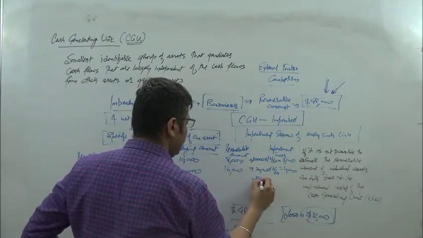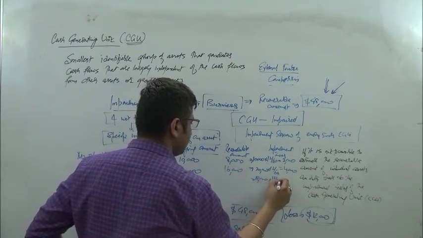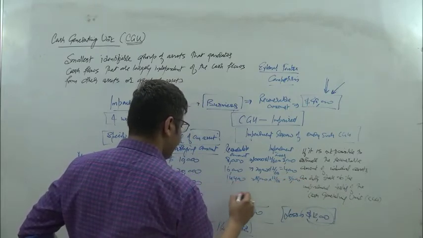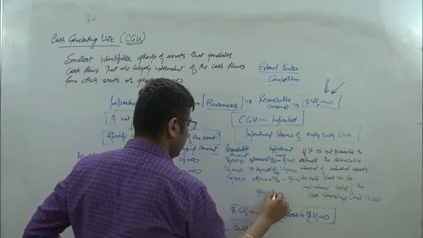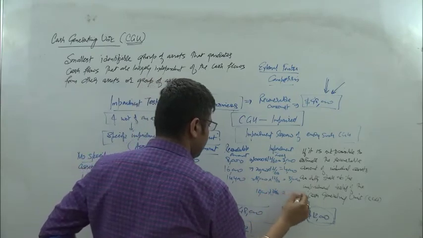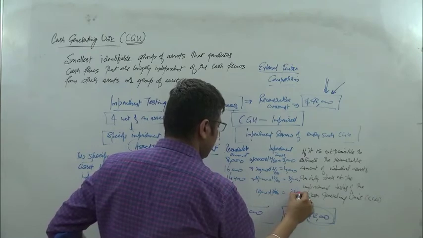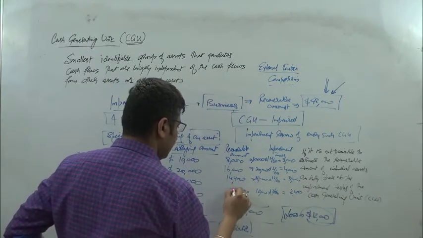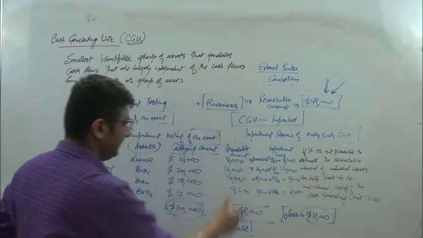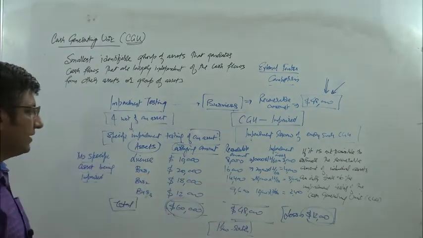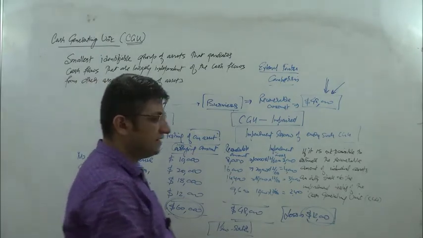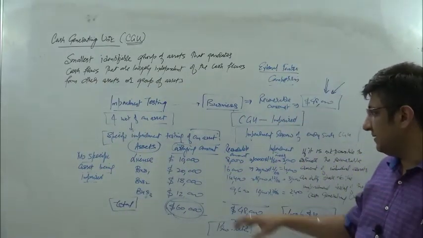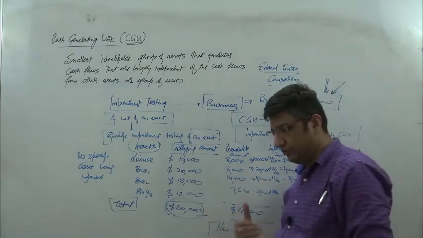This is 18,000 into 12 by 60, 3,600, 14,400, and this is 12,000 into 12 by 60, that would be 2,400. This becomes 9,600. Of course the total would tally here. So 8 plus 16 plus 14,400 plus 9,600 will result into a value of $48,000, right?